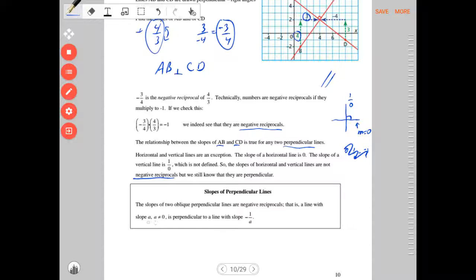So the slopes of two oblique perpendicular lines are negative reciprocals. That is, a line with a slope of A is perpendicular to a line with a slope of -1 over A. Remember, A is a fraction, so A can be written as A over 1. If we want a perpendicular line to that, we flip the fraction, so 1 over A, and we change the sign. So if A was positive, then 1 over A has to be negative. It's pretty straightforward.